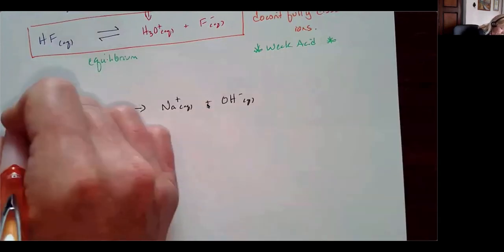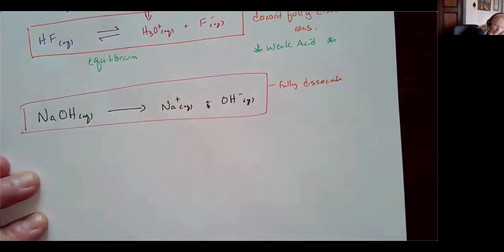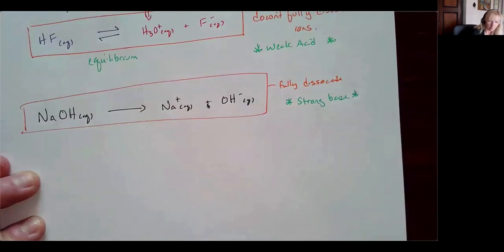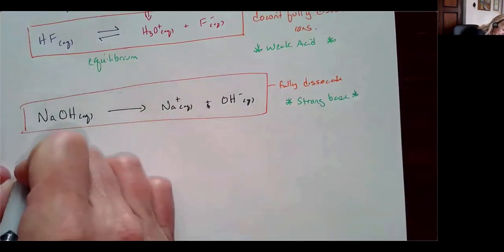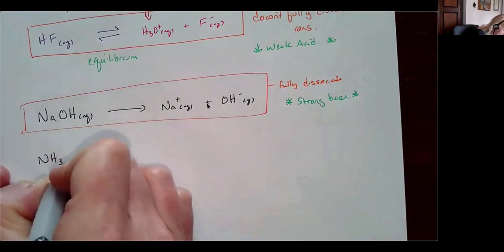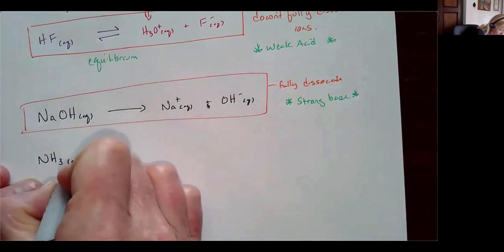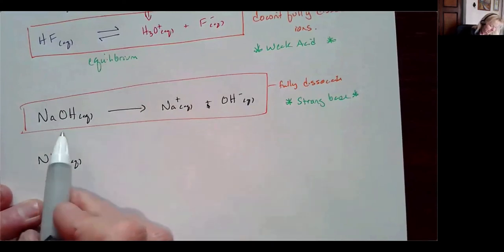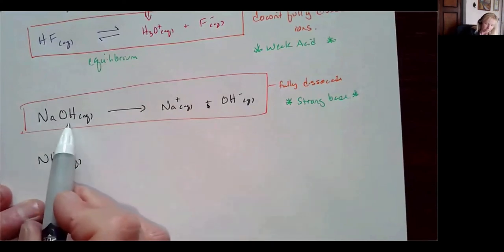So this is going to fully dissociate. That makes it a strong base. Now we can have the same thing happen where I have a weak base. NH3, ammonia, is a perfect example of a weak base. It also doesn't look much like a base because it doesn't have that characteristic hydroxyl group here.